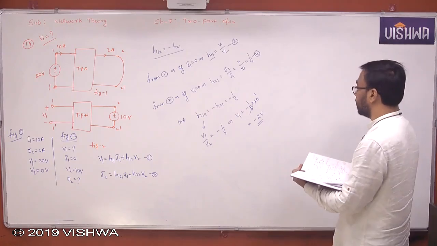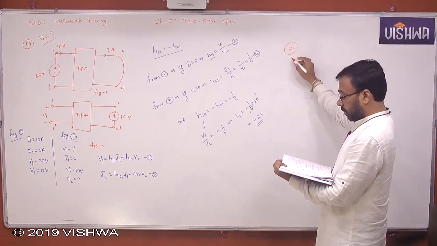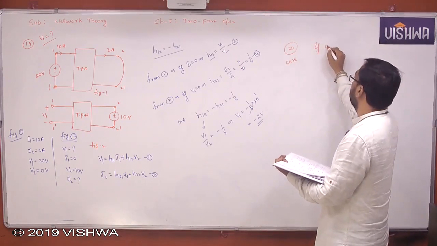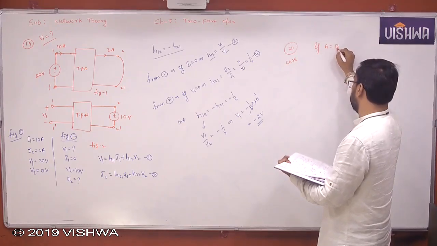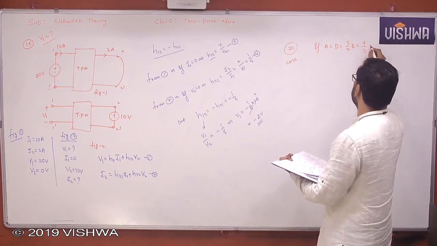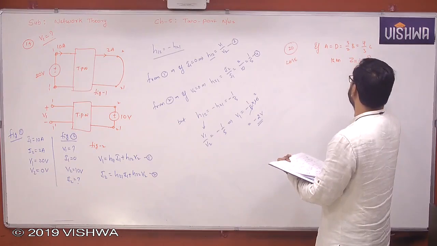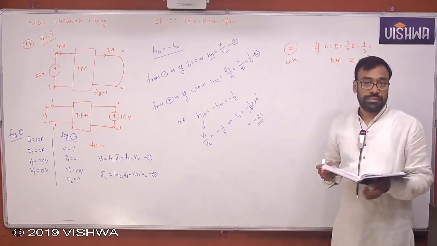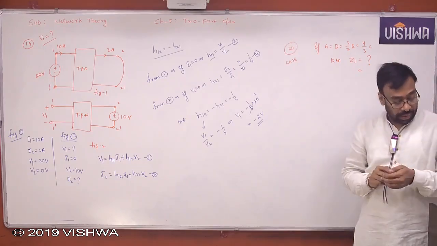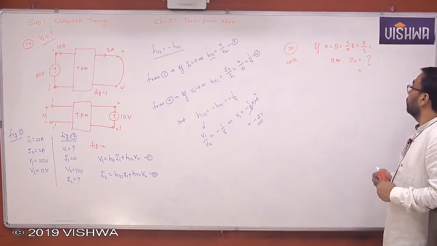Please note down. Meanwhile, I will write another problem here. The 20th problem was asked in GATE. It's very simple. If you can try this, I'll directly give the answer here. D is equal to 3 by 2B, which is equal to 4 by 3C. Then what is Z11?